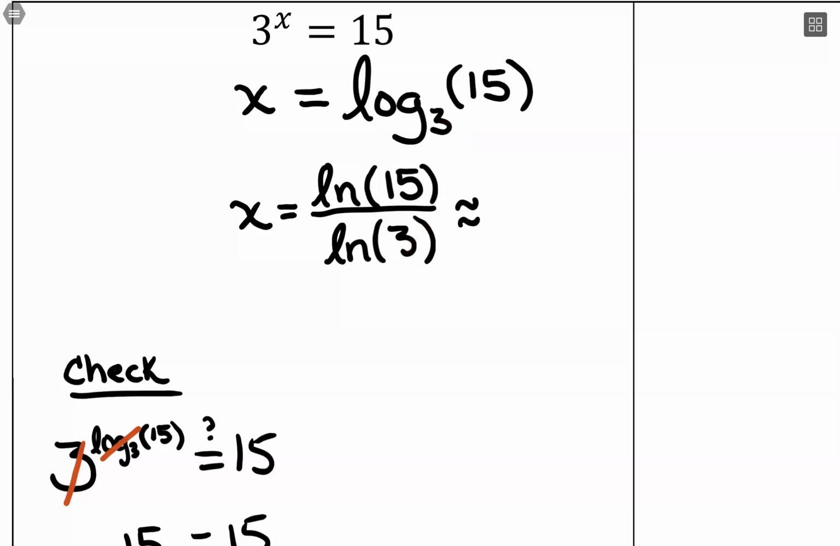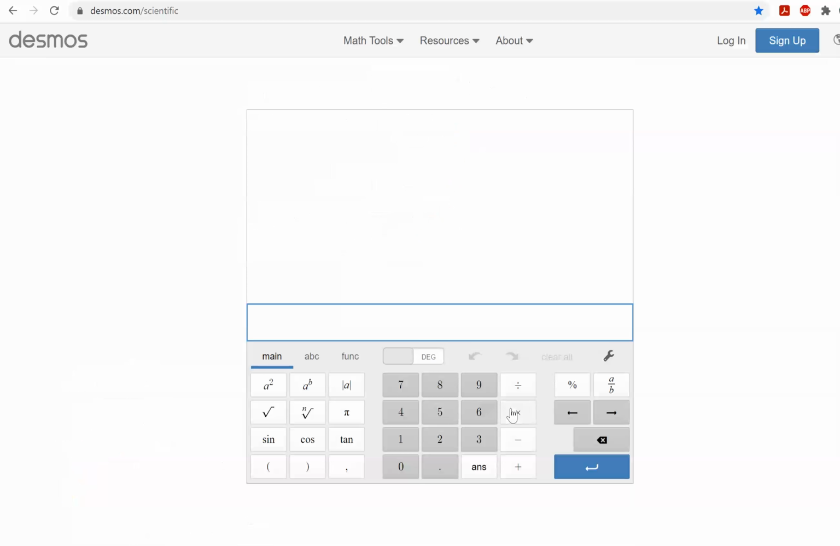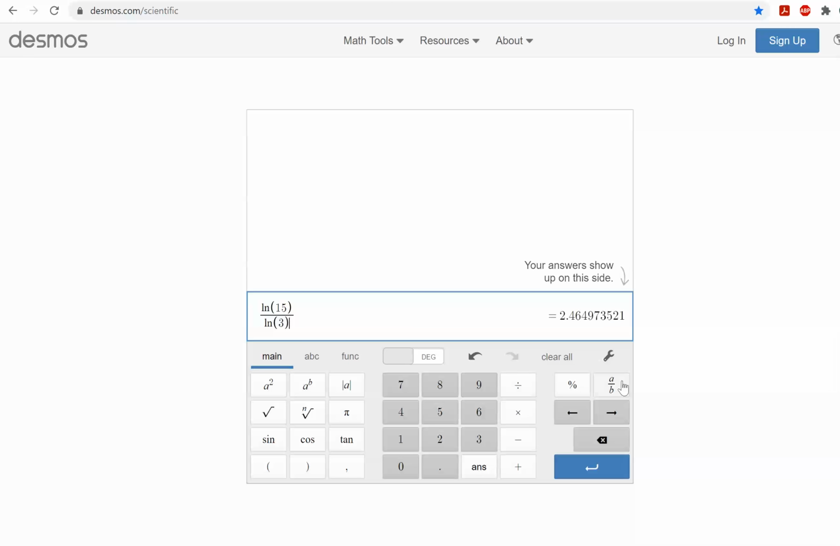So let's go to a calculator. Here I'm going to make a fraction. I'm just typing in ln on the keyboard and then parentheses 15 over natural log of 3, which is, I'm going to go to 4 decimal places here, so that would round up the 9, which would make that a 0 there. So we're going to have a 2.465.